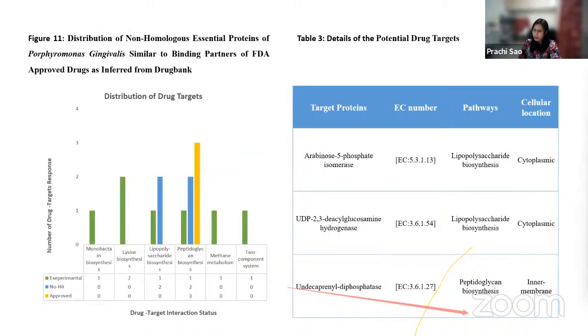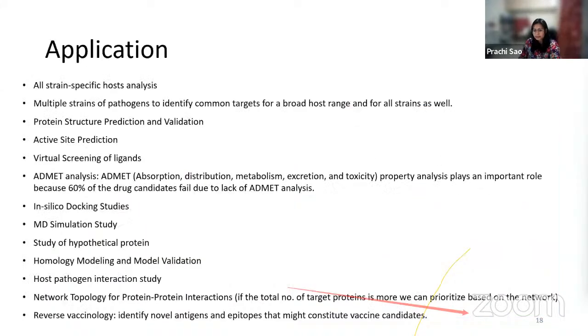Now this is the DrugBank output, where I have done a similarity search with DrugBank, and we can see what are hits and what are non-hits. Hit means you have the similarity, no hit means you don't have the similarity. Based on that I have classified and found that there are 3 proteins which are potential drug targets, which are novel, unique, and very specific to the bacteria.